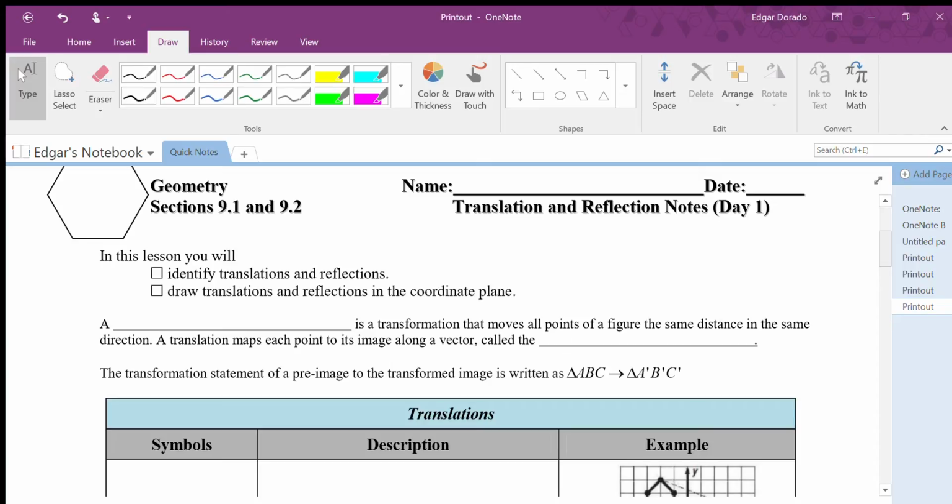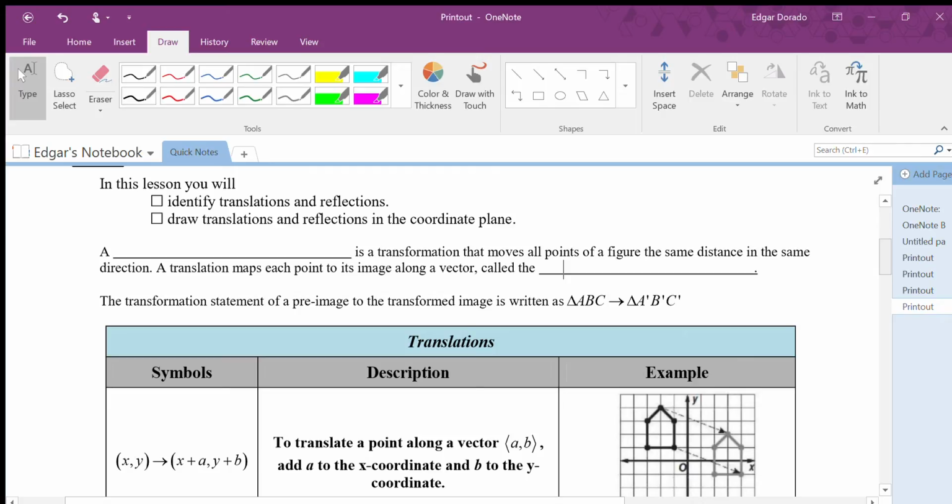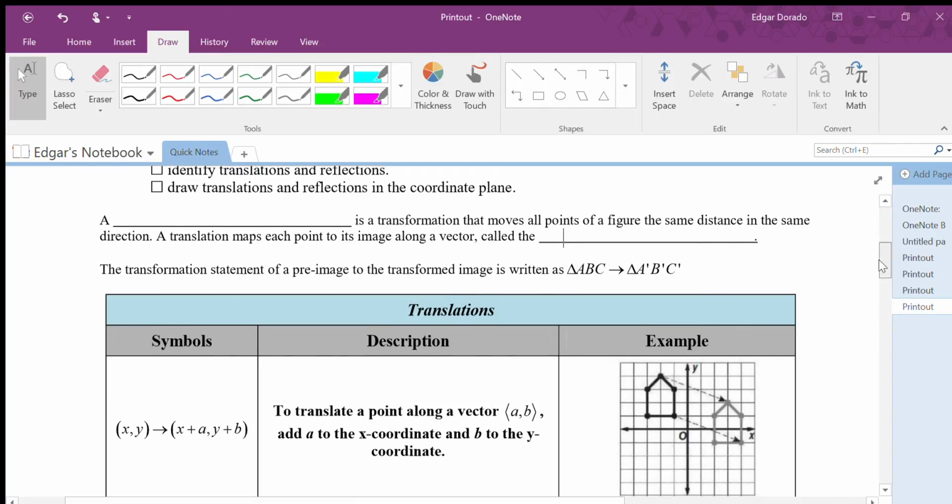In today's lesson we'll be able to identify translations and reflections, and we're going to be able to draw them on the coordinate plane. So let's go ahead and get started right away.